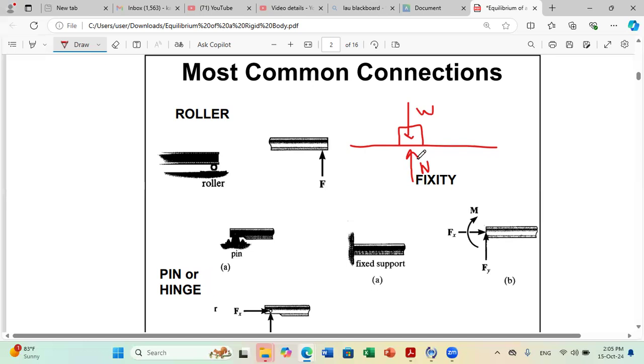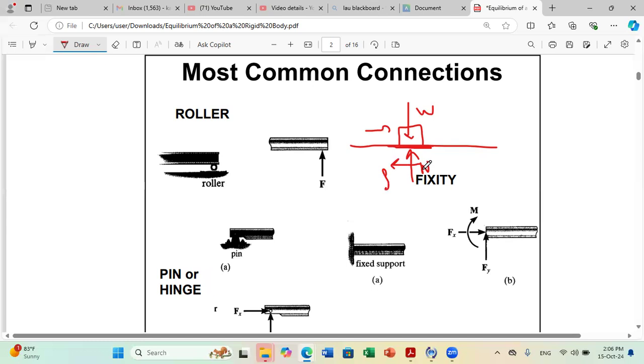So the normal reaction of the ground will be equal to the weight in a way to prevent it from moving downward. Okay, this is called a normal reaction from a surface that is smooth. Okay, what if now I have a rough surface? If you have a rough surface, in case you try to move your block horizontally, the rough surface can develop friction force. So the reactions of a rough surface will be divided into two components.